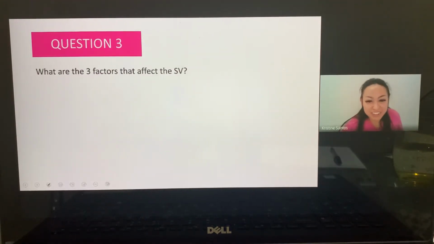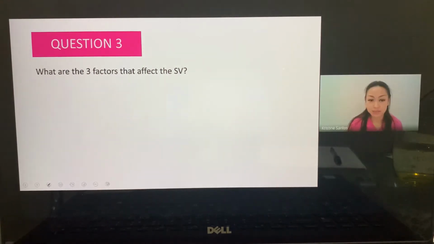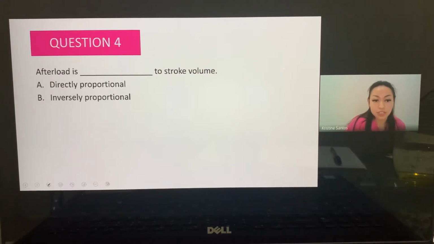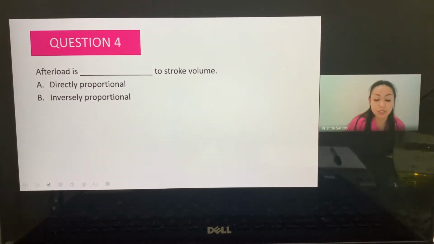Okay, what are the 3 factors that affect the stroke volume? There's 3 factors, remember. Preload, afterload, and contractility. Yes. So afterload, is it directly proportional or inversely proportional to stroke volume? Inversely proportional. So this means that if we increase afterload, we decrease stroke volume, and if we decrease afterload, we increase stroke volume. Okay, so there's an inverse relationship.